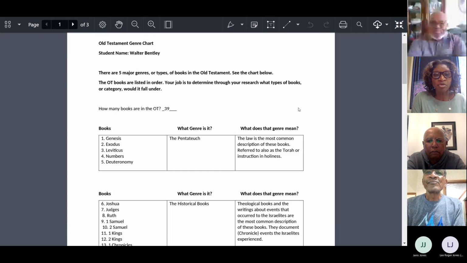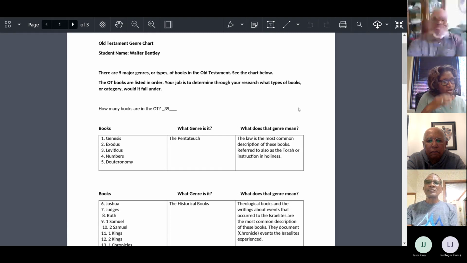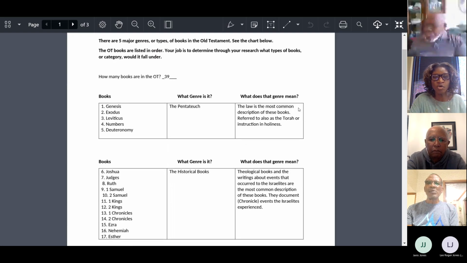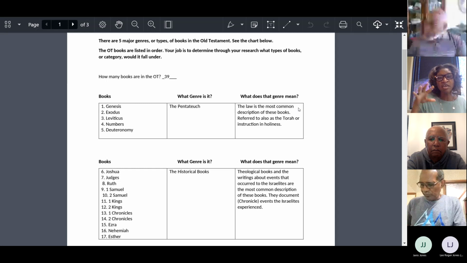All right. How many books are in the Old Testament? And you already have it. You know that there are 39. All right. So let's do a quick review of the genres. When we say genre, that's the type.